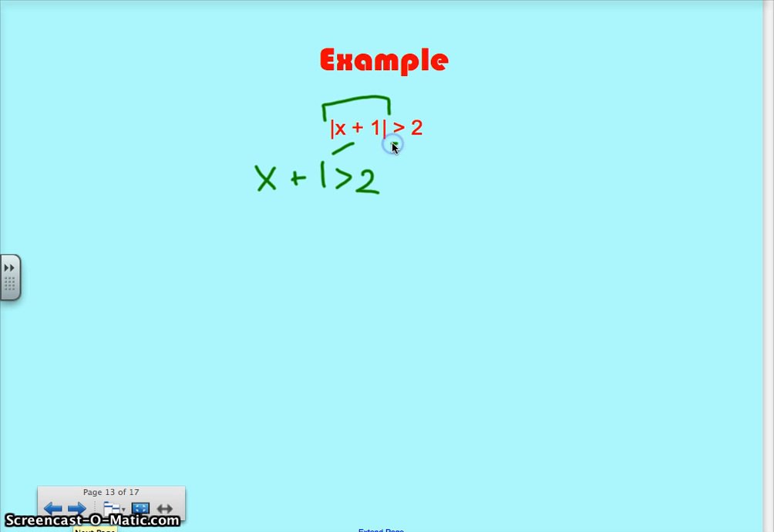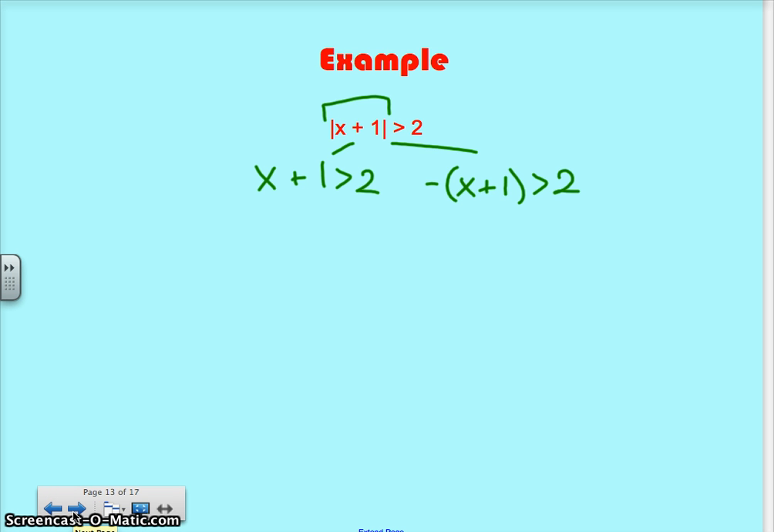Now we have to separate out into a second one here. We remember our second one is just going to be that same thing, but it's going to be all multiplied by a negative. So it's going to be negative times x plus 1 is greater than 2. Okay, so now let's go ahead and work these problems out.